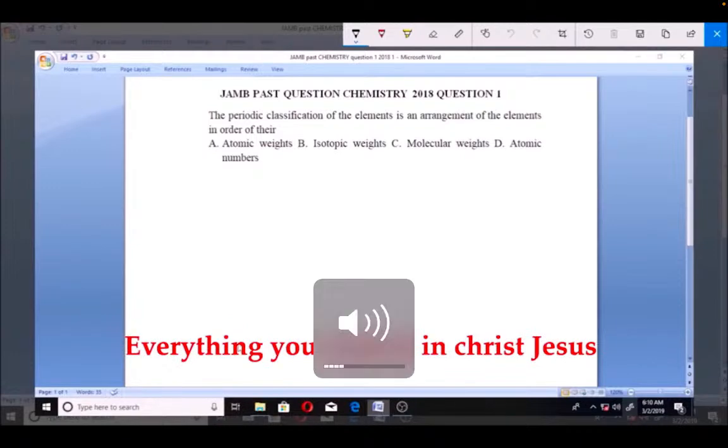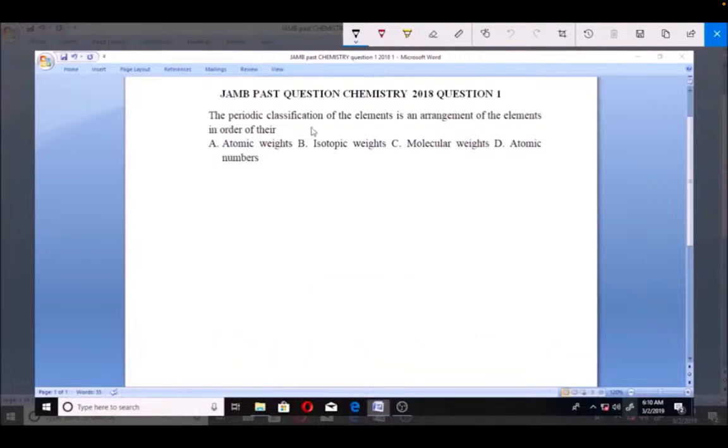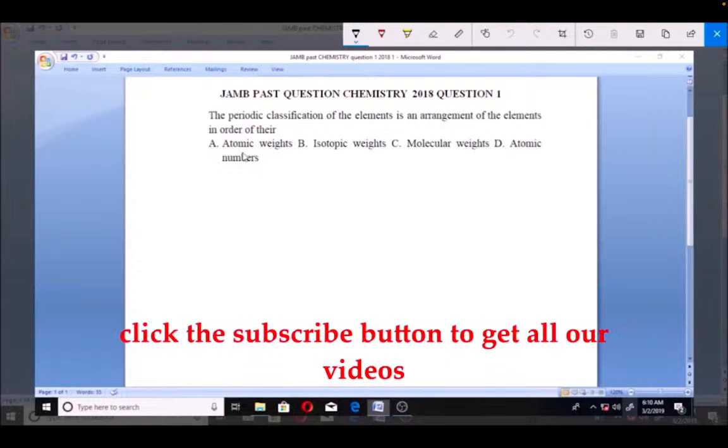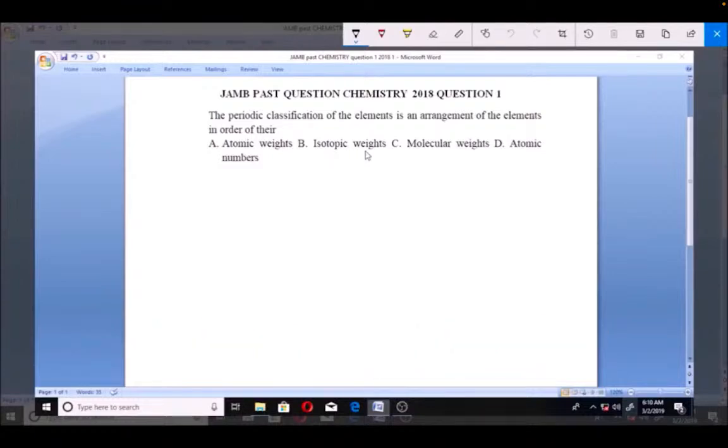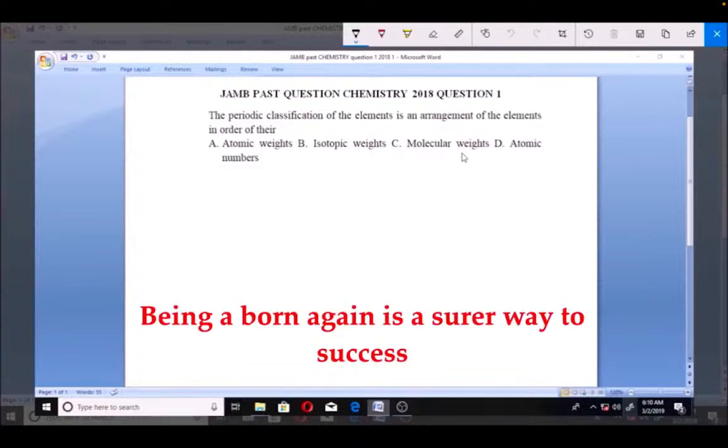Let's look at this JAMB question, chemistry 2018, question number 1. The periodic classification of the elements is an arrangement of the elements in order of their: A. Atomic weights, B. Isotopic weights, C. Molecular weights, D. Atomic numbers.